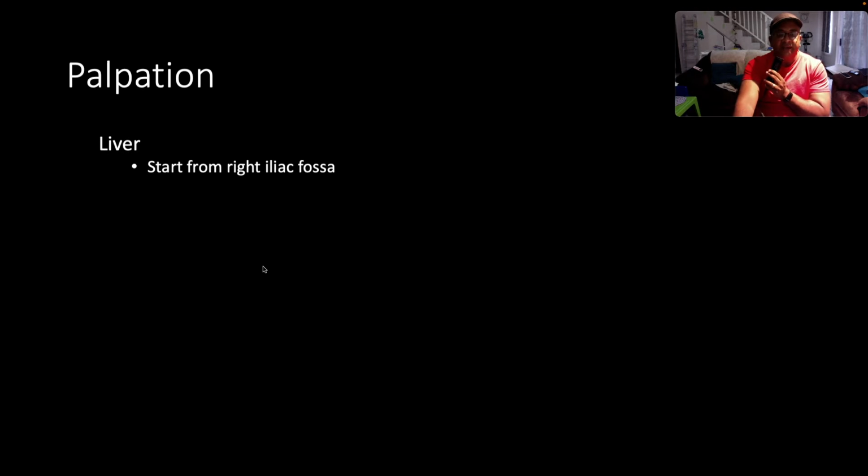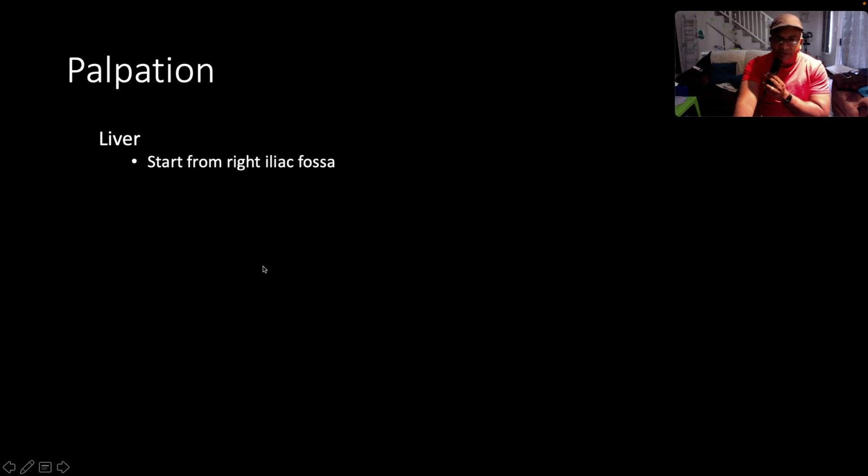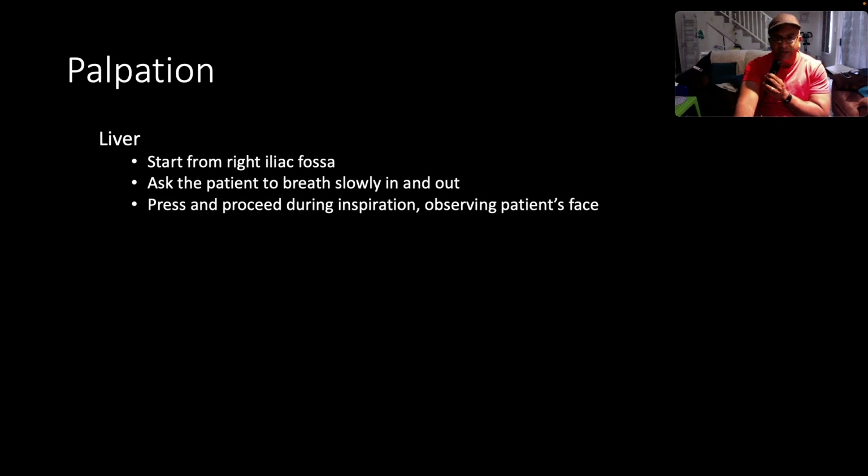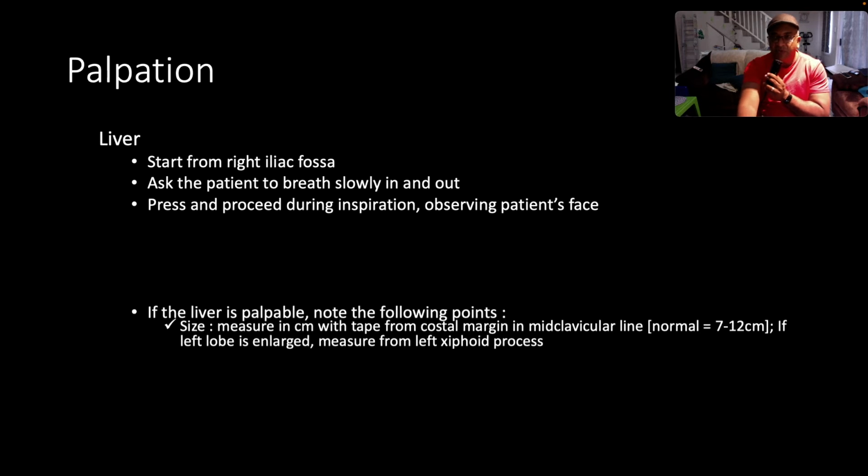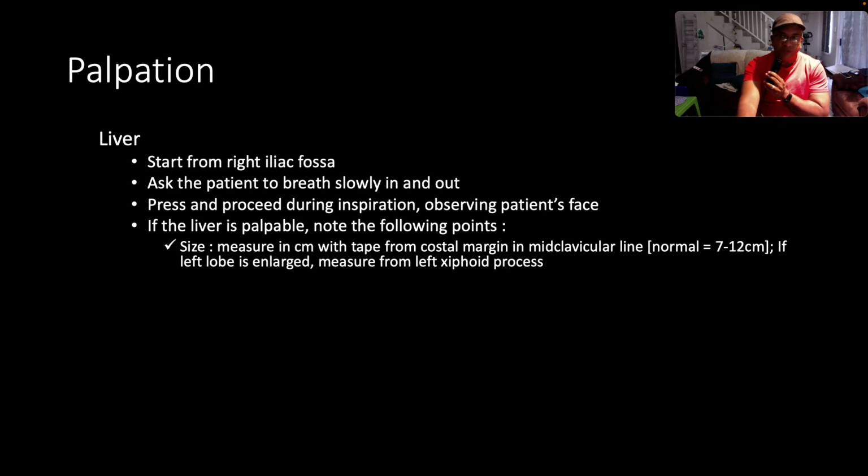Okay. Then, in terms of palpation, you want to start from the right iliac fossa. Ask the patient to breathe slowly in and out, because when the patient breathes in, the diaphragm pushes the liver down, and that's when you want to catch it. On inspiration, you go in nice and palpate deeply, right? And remember you're observing the patient's face to see if they wince because of pain.